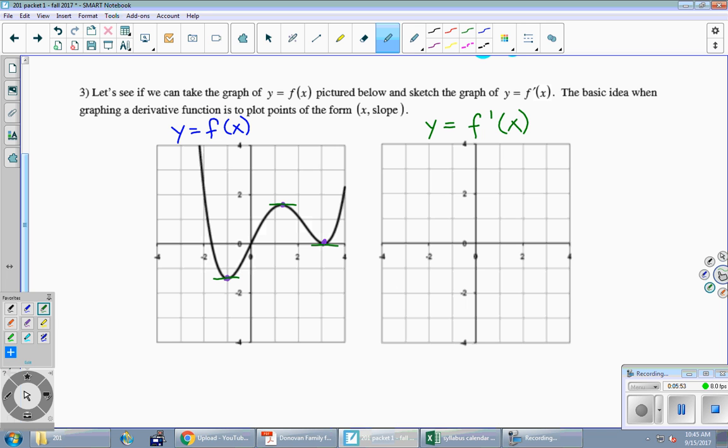And I know that the derivative is the slope of the tangent line. What number is the slope of those 3 lines? M equals 0, M equals 0, M equals 0, okay?